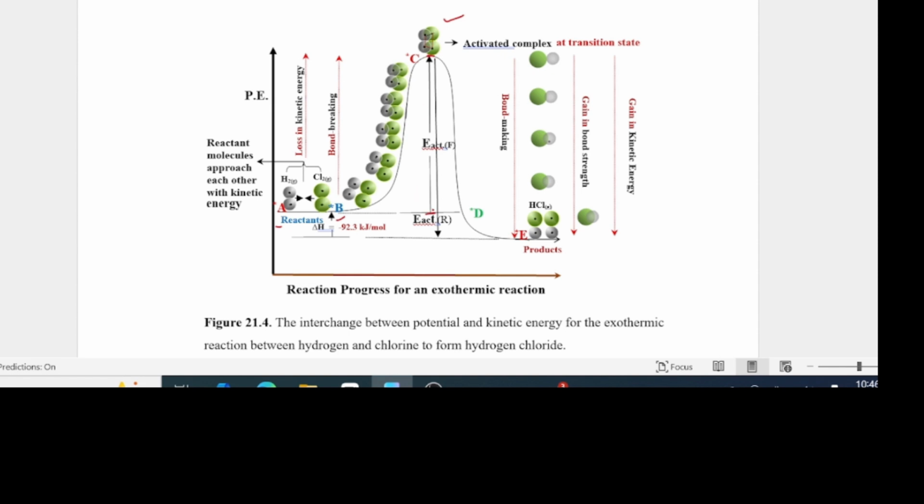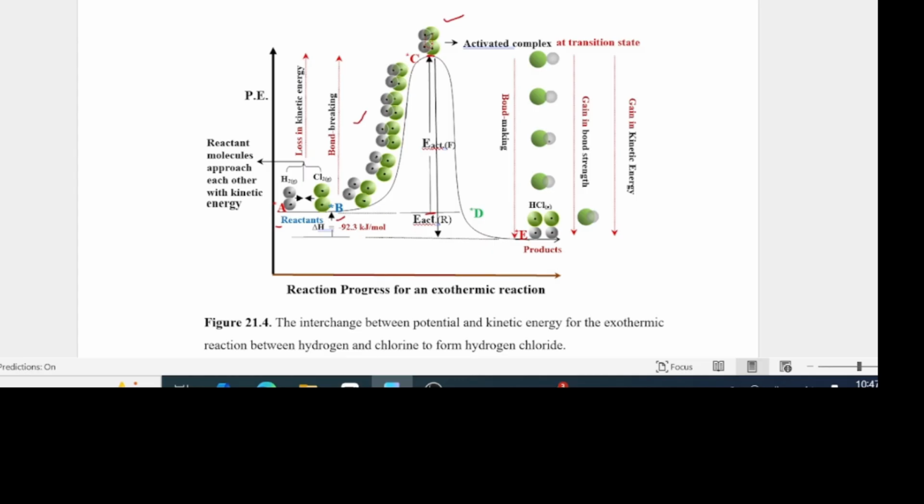This line here represents the activation energy in the forward direction, and it is the amount of kinetic energy that the reactants must have to overcome their mutual repulsion with the eventual breaking of their bonds. So on this side of the curve, bond breaking takes place. There is a gain in potential energy, but a loss in kinetic energy of the reactants.